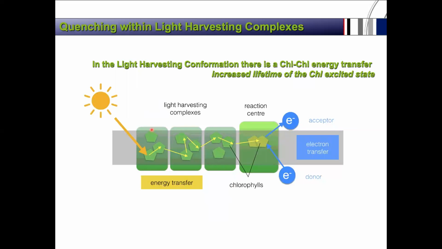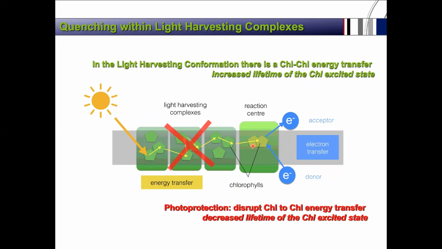Now, we know that in the light harvesting conformation, there is a chlorophyll to chlorophyll energy transfer. Chlorophylls absorb energy from the sun, and the energy is hopping between chlorophylls with increased lifetime of the chlorophyll excited state. However, in the photoprotective state, there is a disruption of the chlorophyll to chlorophyll energy transfer, and there is also a decreased lifetime of the chlorophyll excited states.